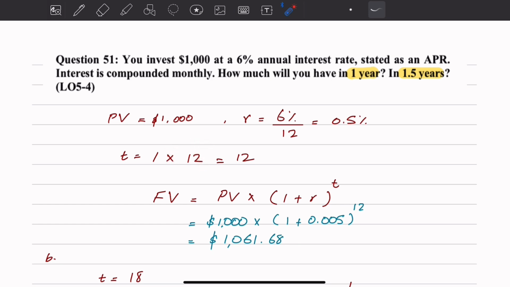If it says compounding is done twice a year, then you're going to take r divided by 2 and take t and multiply it by 2. That's all you're going to need to do. Then apply your formula regularly, just as you would with annual compounding. I hope this exercise is clear. This is how you solve problem number 51.